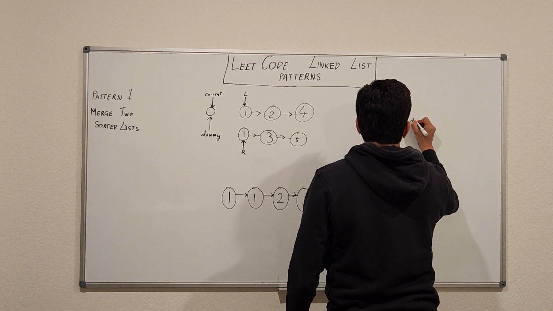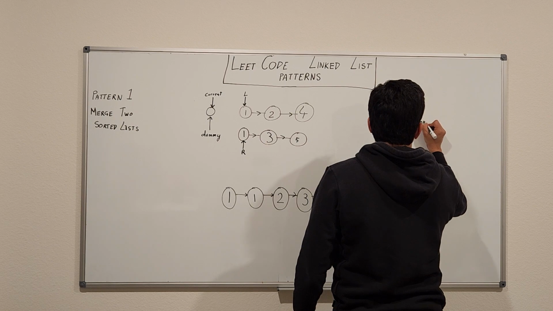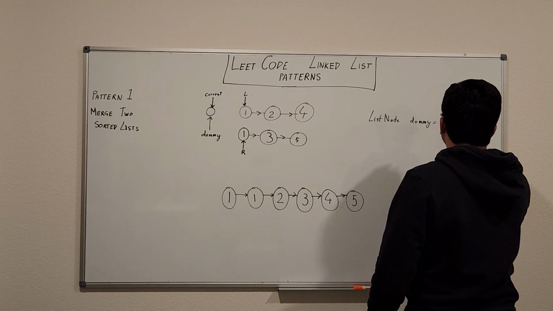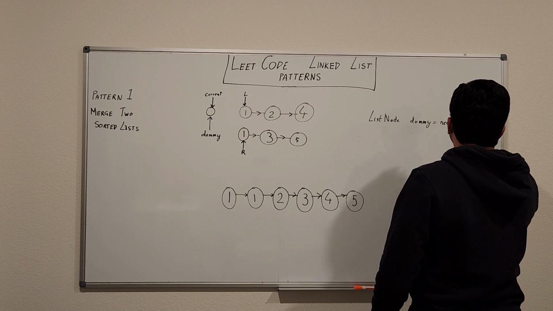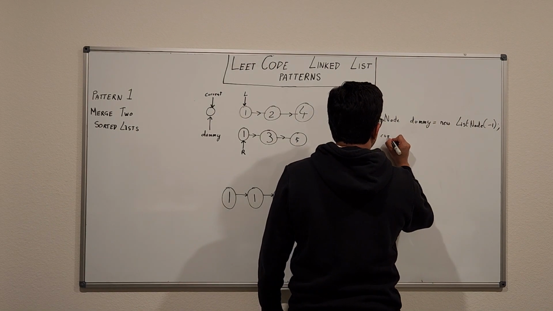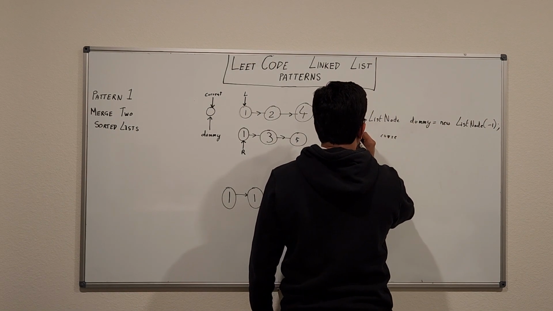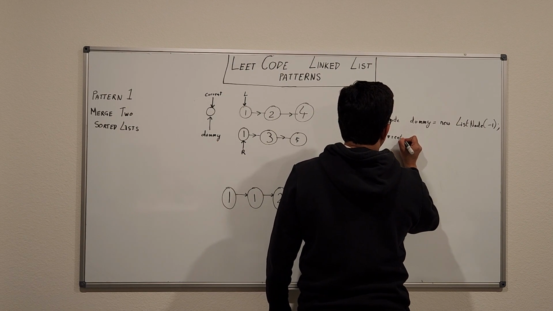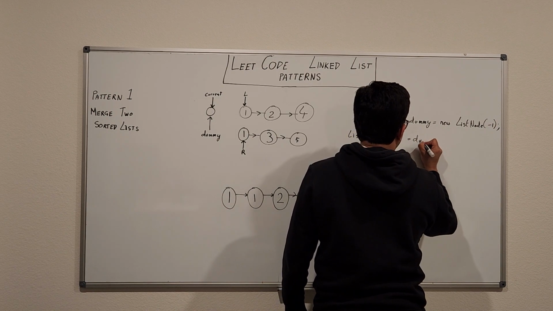List node dummy equal to new list node -1 and list node current equal to dummy.